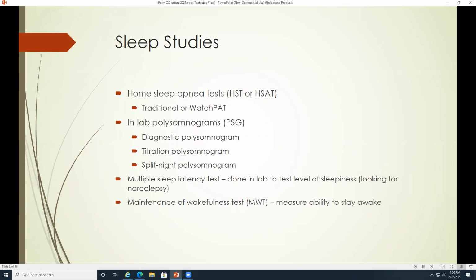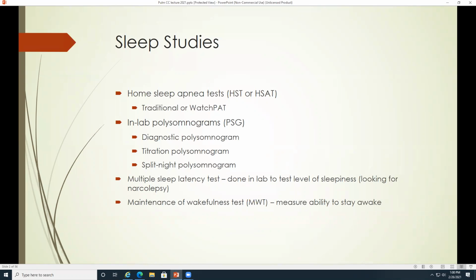There's a number of different kinds of sleep studies. We'll go through all of these and talk about when to use them and when not to, and what the pros and cons are. Probably the biggest distinction to make first is home sleep studies versus in-lab sleep studies. Home sleep studies have two different versions: the traditional kind, and what's called a WatchPAT. We'll go into more depth on those. As far as in-lab sleep studies, there are diagnostics, titrations, and split nights.